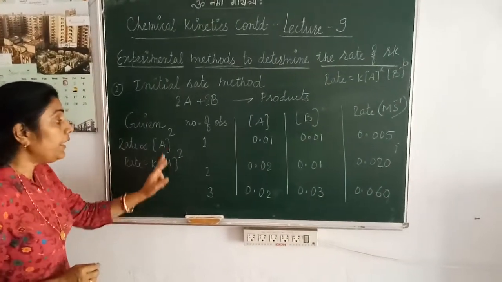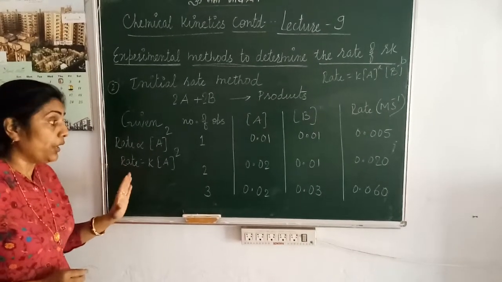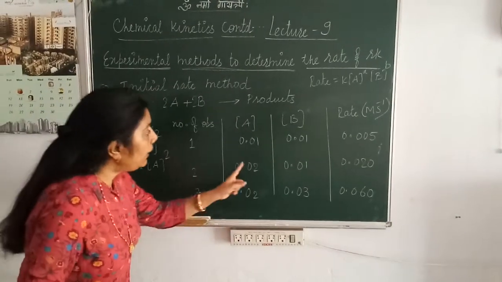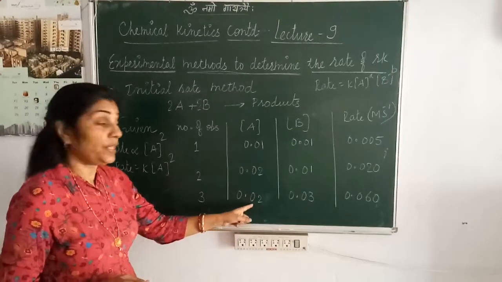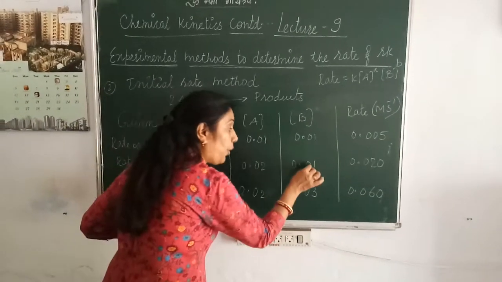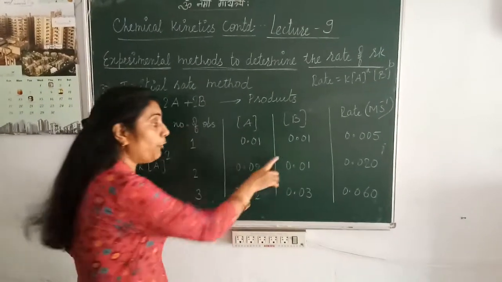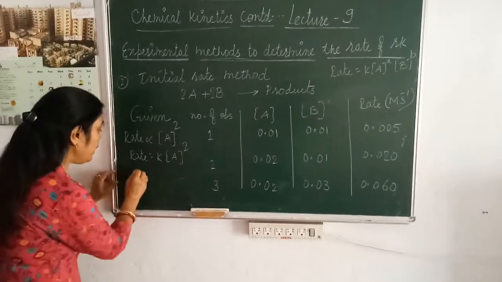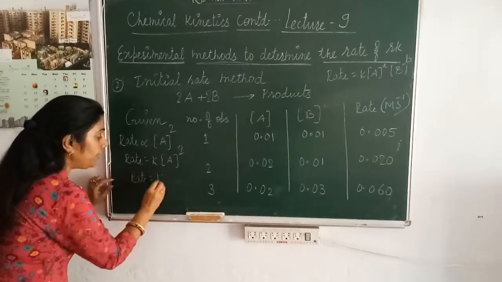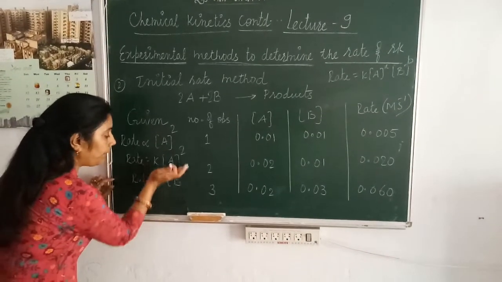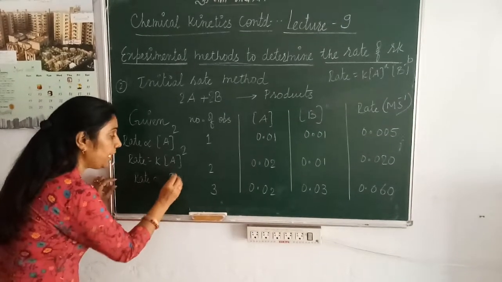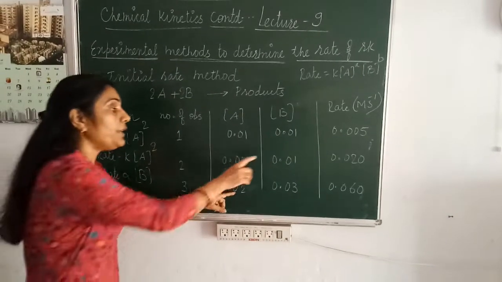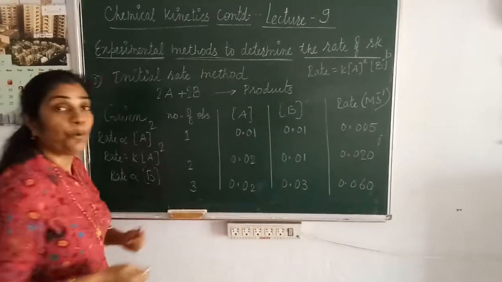So with respect to A, the order of the reaction will be 2, second order. And when you change the concentration of B by keeping the concentration of A constant, you can see that when the concentration of B is tripled from 1 to 3, the rate also increases by how many times? 3 times. So in this case, can I say that rate is directly proportional to the concentration of B? Because the way you change the concentration of B, the same way the rate is also going to change.